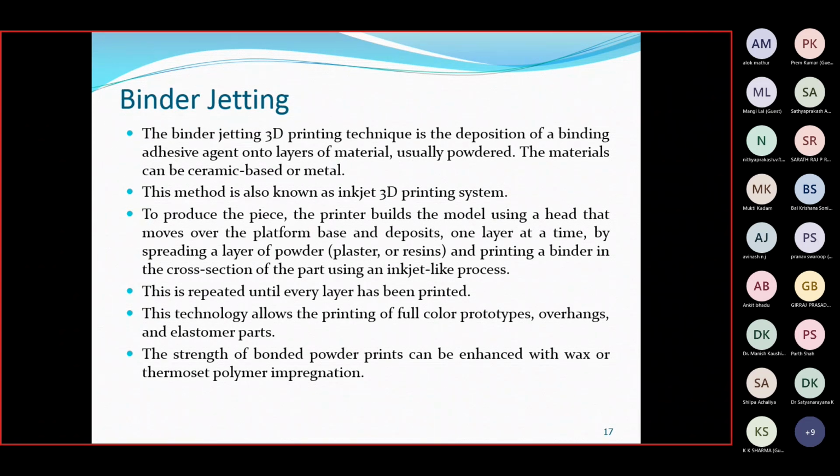Then we have binder jetting. So what is binder jetting? In binder jetting, we use some adhesive agents on top of the layers, to bind one layer to another one. This method is also known as inkjet 3D printing. Usually we need material in powder form. The material can be ceramics or metals. So in binder jet, we need some type of adhesive also.